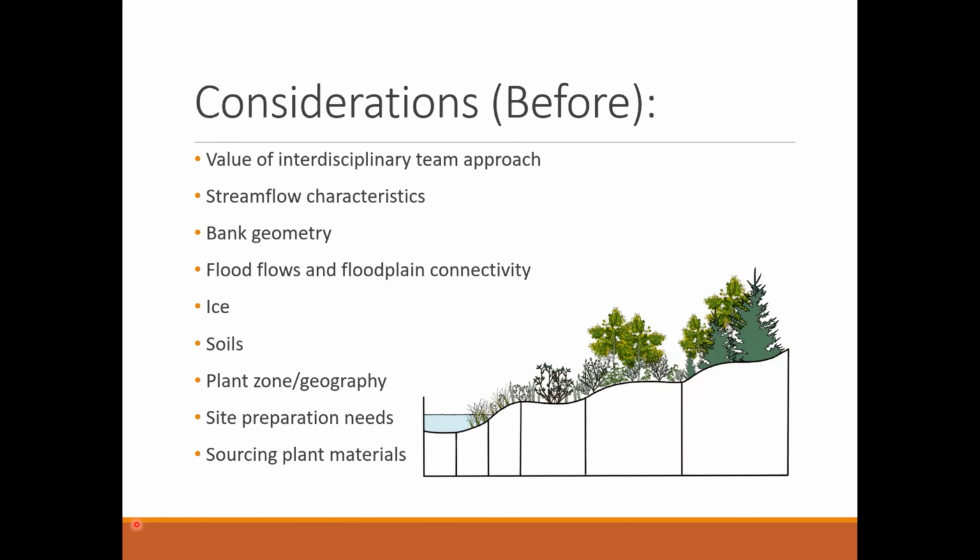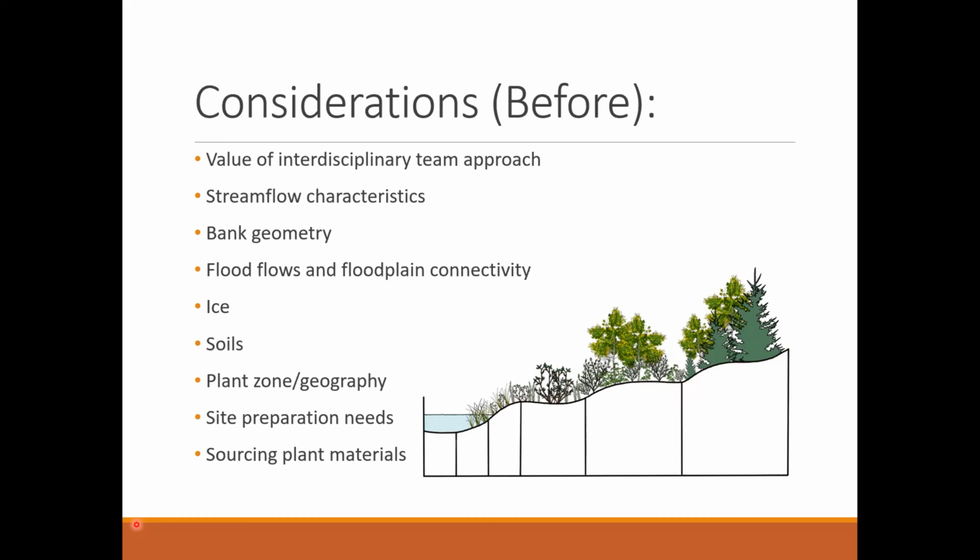This is a short and very incomplete list of things a practitioner should consider prior to utilizing bioengineering as part of a stream crossing or streambank project. I cannot overemphasize the importance of engaging expertise from other disciplines when planning and implementing your projects. Within your interdisciplinary team, which may include engineers, plant ecologists, biologists, soil scientists, hydrologists, or more, make sure to consider all aspects of the system and the site on which you're working.